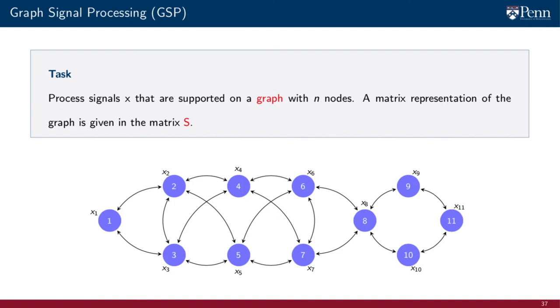We begin by reviewing graph convolution, which we have already seen can be expressed as particular forms of algebraic convolutions. More to the point, we begin by tackling a graph signal processing task where our goal is to process a signal X that is supported on a graph. The graph has n nodes supporting each of the n entries of the signal X, and the graph is described by a sheaf operator S.